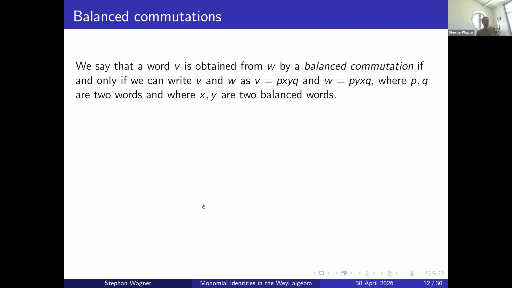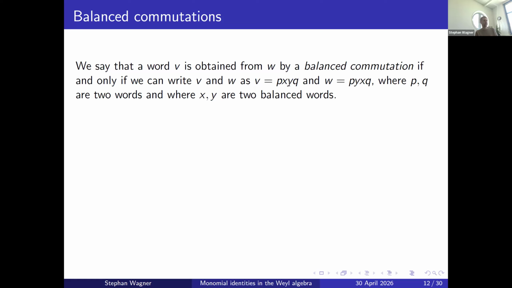So based on this observation, we define an equivalence relation on words. We say that two words V and W are obtained from each other by balanced commutation if and only if we can write them as something, then some balanced word X, some balanced word Y, and then something else. And then we swap the two balanced words inside. So I just replace the order of xy by yx. It is called a balanced commutation.